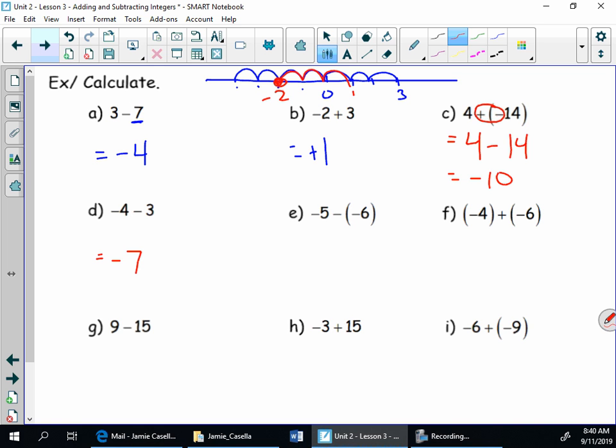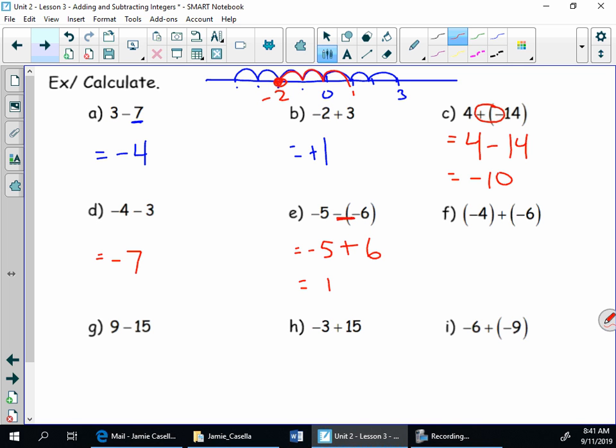Right, take a look at E. -5 minus -6. Ooh, minus negative. I've got two signs beside each other. Let's fix that. Clean it up. Two of the same is a positive sign. Okay, -5 plus 6. Those are different by 1 unit. 6 is bigger, so +1.